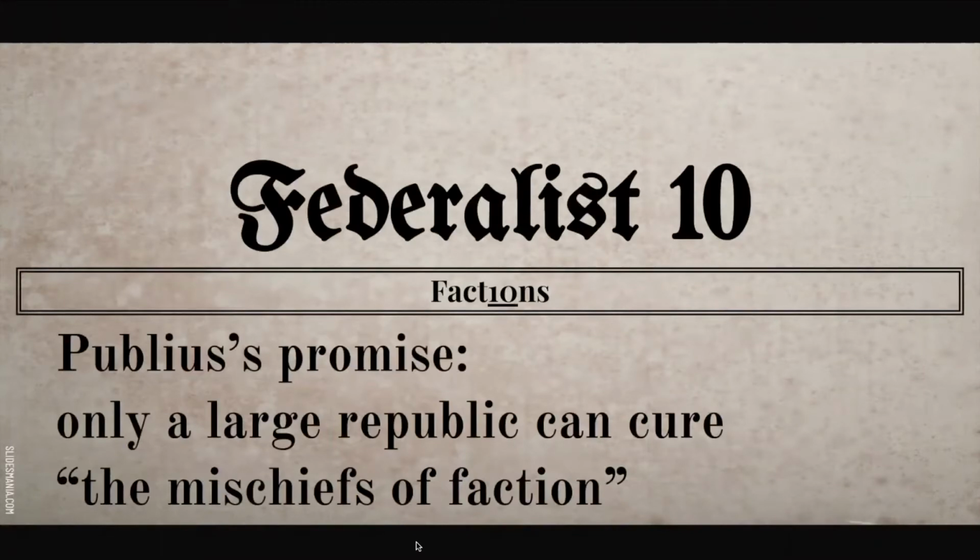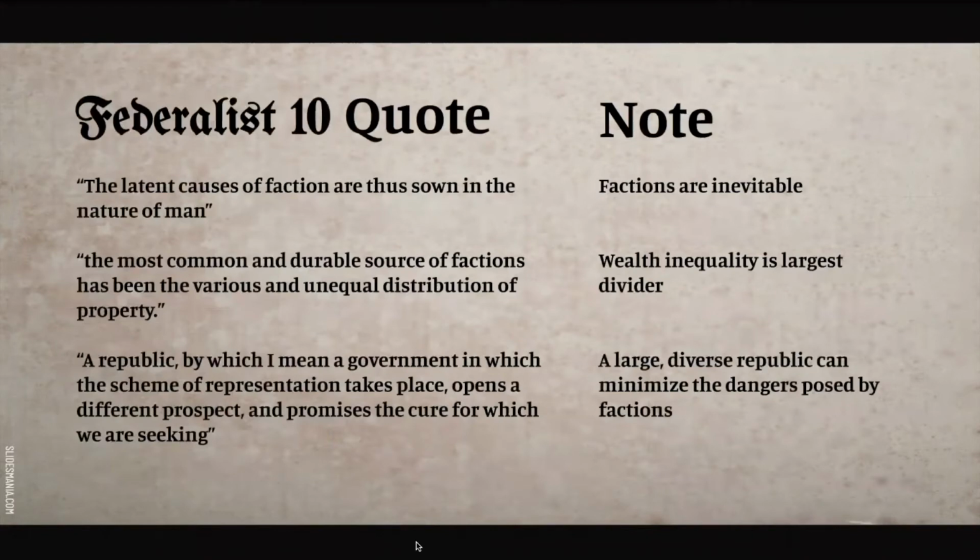Federalist 10, remember it: factions. Publius, the author, promises only a large republic can cure the mischiefs of factions. In Federalist 10, he says, ultimately, factions are inevitable. He puts it, "the latent causes of faction are thus sown in the nature of man." There are many causes of faction, but wealth inequality is the largest divider. "The most common and durable source of factions," Madison writes, "has been the various and unequal distribution of property."